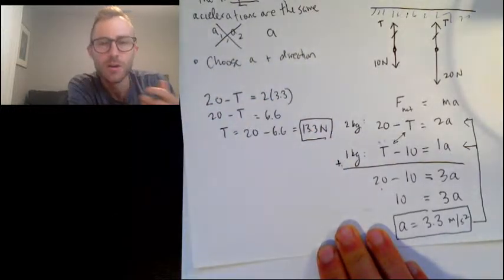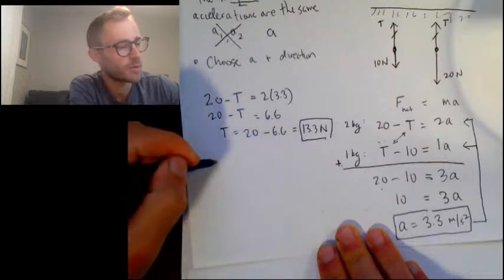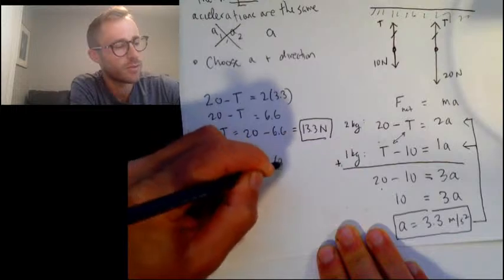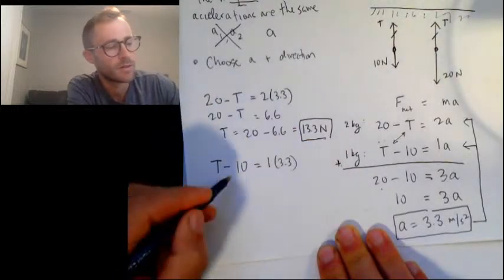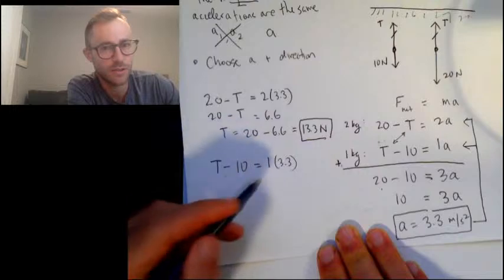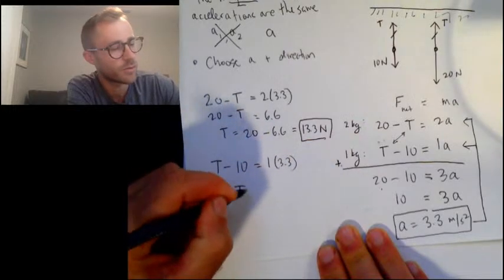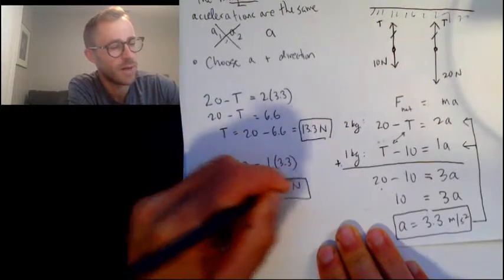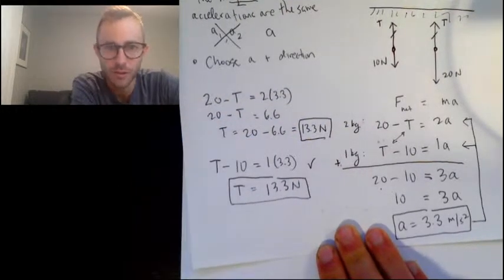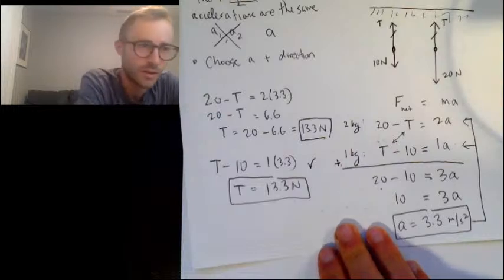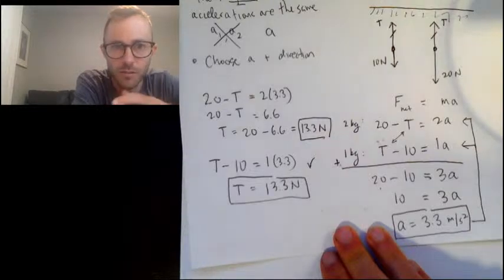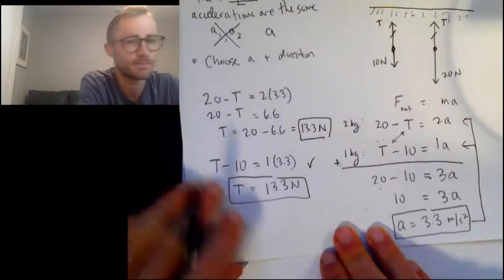Okay? What if I had plugged the acceleration into the bottom equation? T minus 10 equals 1 times 3.3. So then I add 10 to the other side, and I get 10 plus 3.3, which is 13.3. So see how it didn't matter which equation I used, I got the same answer. All right, and so that is proof positive that you have done the problem correctly. So if you are unsure about an answer, that's what I would recommend you do. All right, let's do some more.